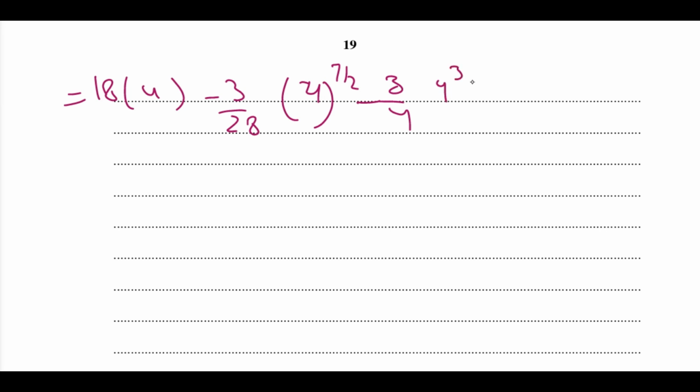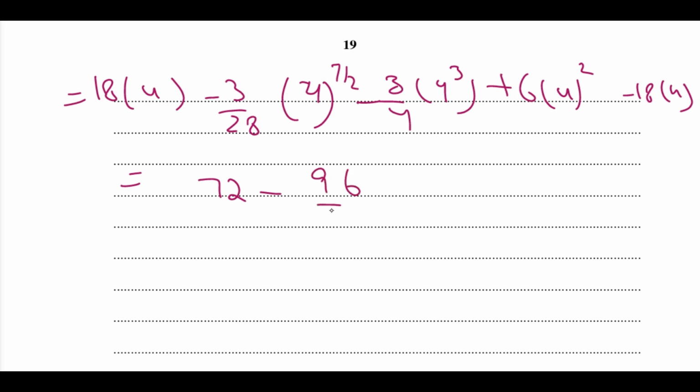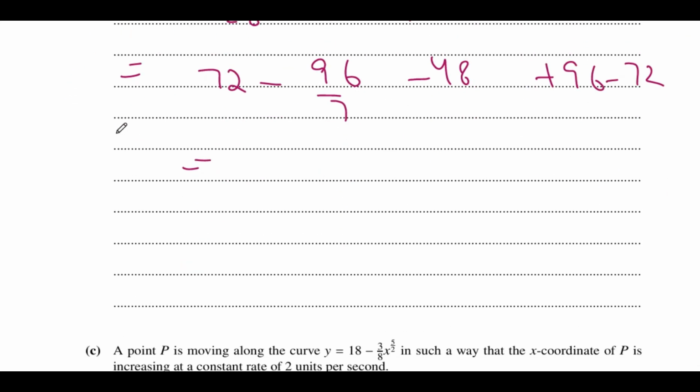Putting in the values: 18 times 4 minus 3 by 28 times 4 to the power 7 by 2, minus 3 by 4 times 4 cubed plus 6 times 4 squared minus 18 times 4. So we will have 72 minus 96 over 7 minus 48 plus 96 minus 72. As a result we are left with 240 divided by 7, which equals 34.3, and that will be the area.